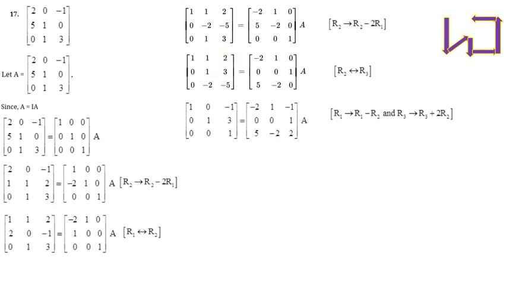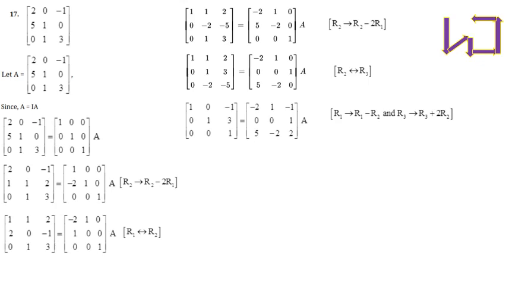2 minus 3 is minus 1. R2 remains the same, 0, 1, 3. And R3 changes to R3 plus 2R2. R3 is 0 plus 2 into 0, which is 0 only.